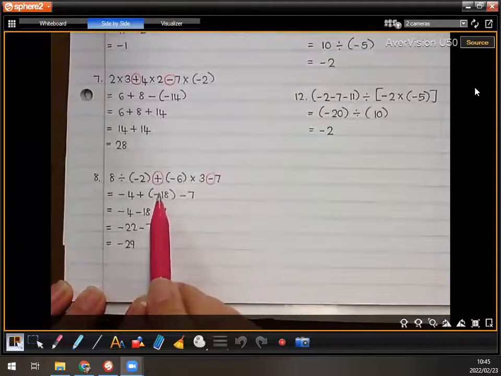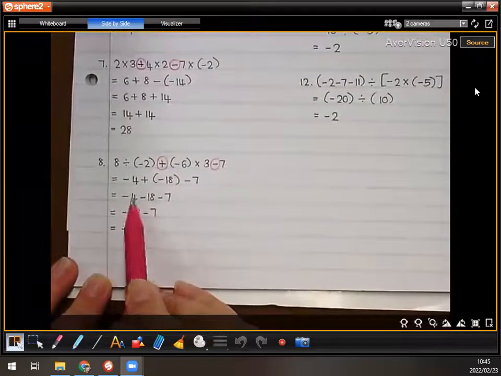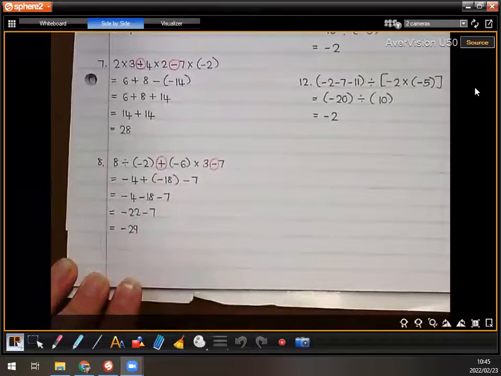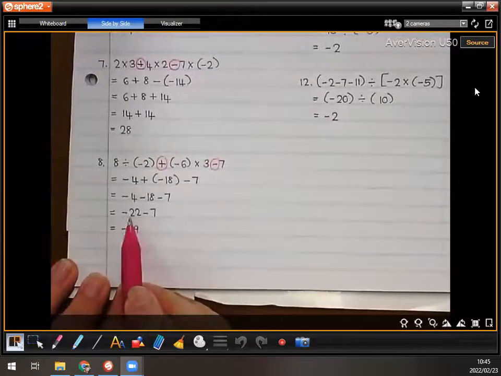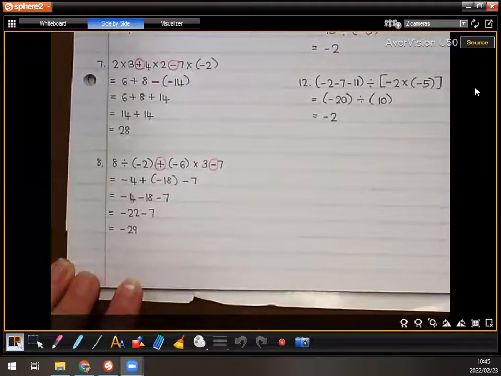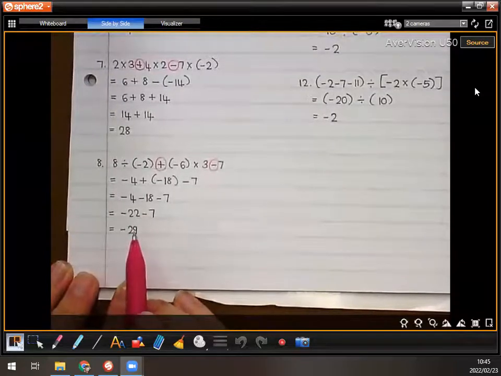Okay, what's a positive times a negative? Negative. Then I work these two out. Negative 4 minus 18. So you add negative 4, then you go 18 further back. That's negative 22. And then minus 7. Now, if you add negative 22 and you must go 7 further back, subtract another 7, you're going to get to negative 29.